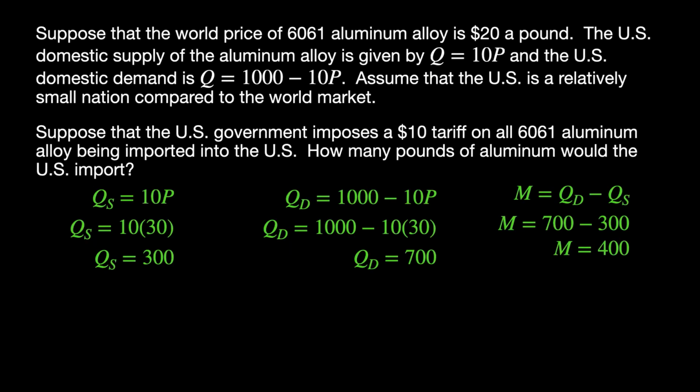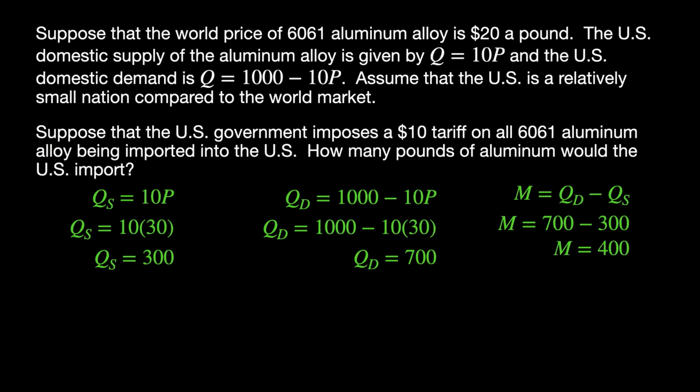Since the U.S. aluminum market is relatively small compared to the world market, the world supply to the U.S. is perfectly elastic. For this reason, the U.S. consumers will pay all of the tax. Please see the videos on the effects of a specific tax to understand why it is that when supply is perfectly elastic, the consumers will pay the entire tax.